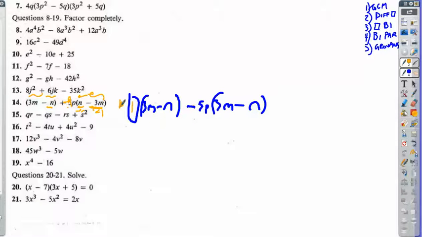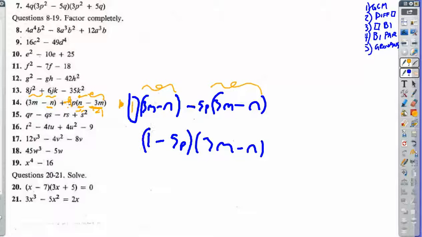So now I see I have this binomial and this binomial, and they're the same. So that means that 3m minus n is being multiplied by 1 minus 5p. And I'm done. Factoring by grouping at its best.